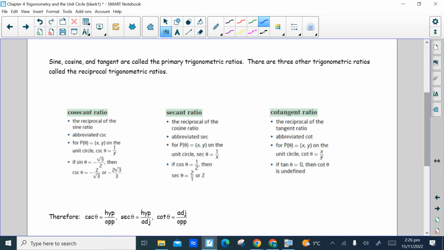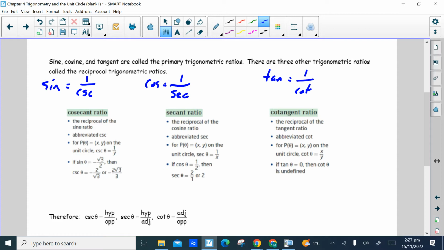So the one way to remember what primary ratio goes with what reciprocal ratio: the sine and the cosecant go together. Let's do it this way. Sine equals 1 over the cosecant, or you could say that the cosecant is 1 over sine. The cosine is 1 over the secant, or you could say the secant is 1 over cos. And the tangent is 1 over the cotan, or you could say the cotan is 1 over tan.